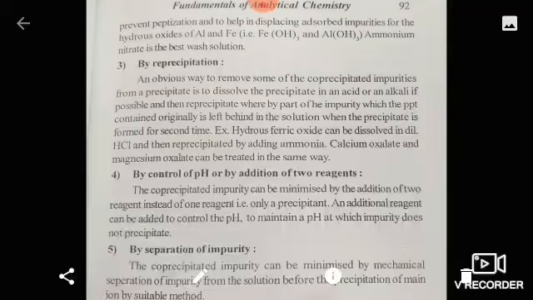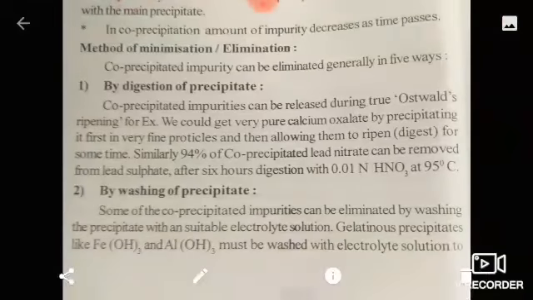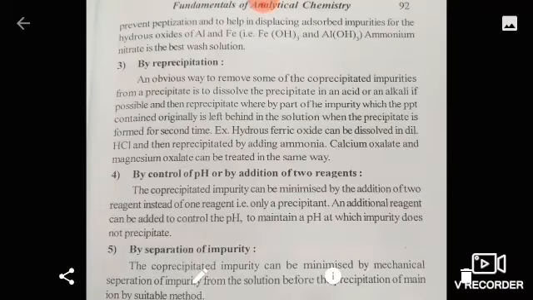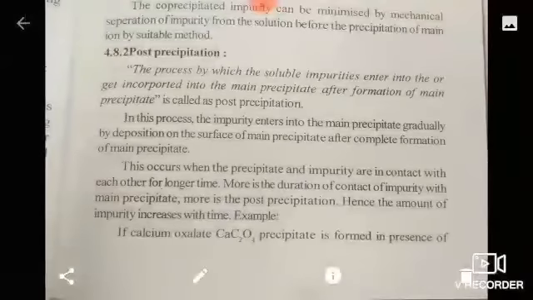So we can minimize the co-precipitated impurities by using 5 ways. The first way is to digest the precipitate. The second way is by washing the precipitate. Then the third way is by reprecipitation. The fourth is by the control of pH or by addition of two reagents, and the fifth way is by the separation of impurities by mechanical means. So the co-precipitated impurity can be minimized by the mechanical separation of impurity from the solution before the precipitation of the main ion by a suitable method.